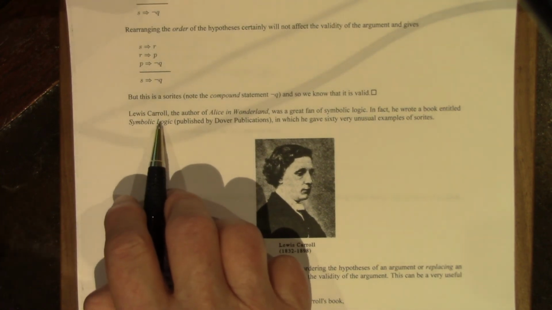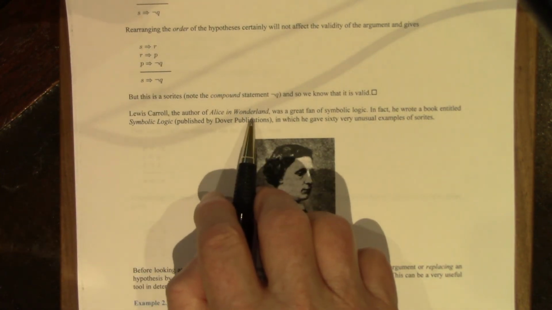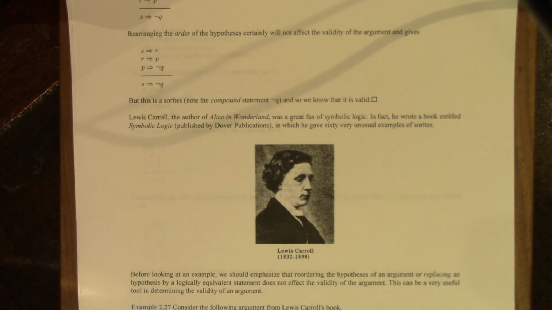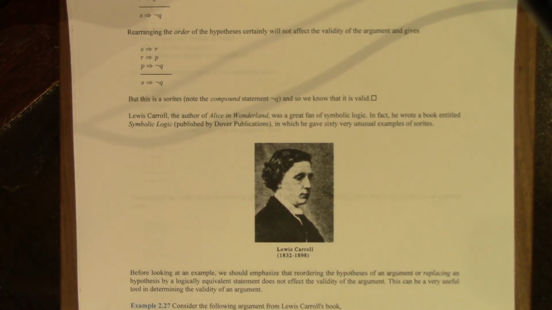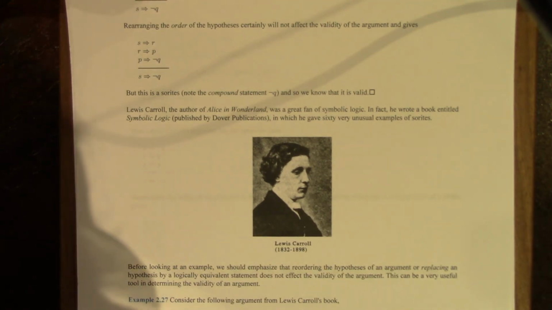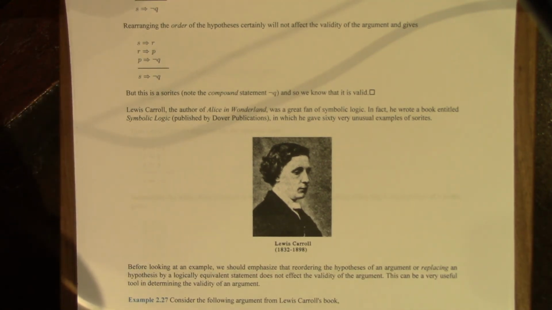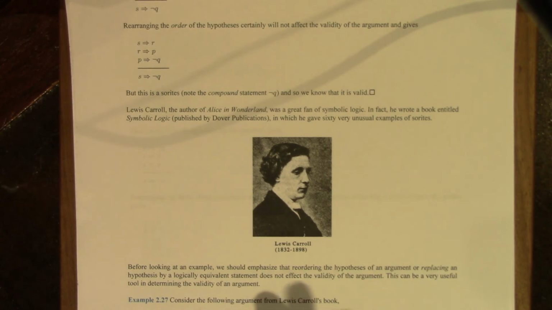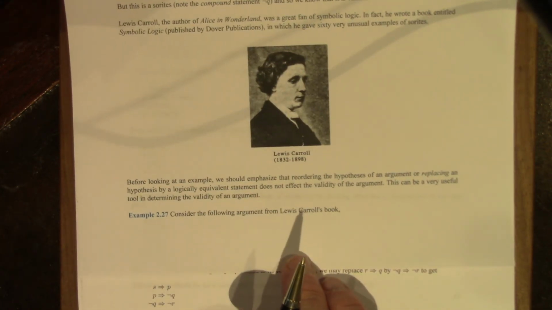Lewis Carroll was the author of Alice in Wonderland, and he was a great fan of symbolic logic. And he wrote a book entitled Symbolic Logic, and it's still available. You can find it. It's published by Dover. And so you can probably buy it on Amazon if you're interested. In his book, he gave 60 very unusual examples of sorites. So let's take a look at one or two of those.